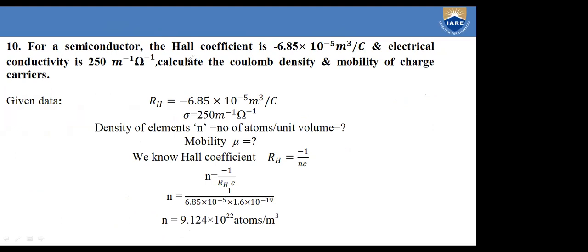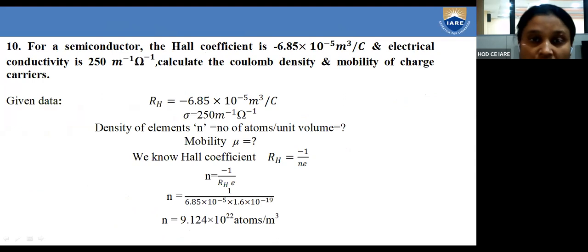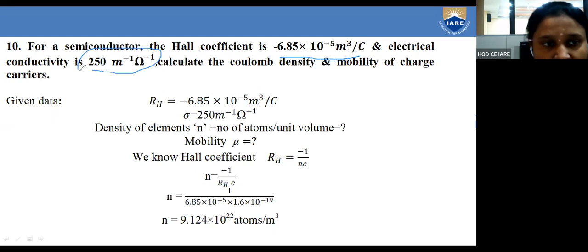Here in this problem, we were given again the same thing, the Hall coefficient value. So this is the value of the Hall coefficient. And apart from the Hall coefficient, we were given the value of electrical conductivity. So what's the unit for electrical conductivity? 250 ohm inverse meter inverse. And we need to find the Coulomb density and also the mobility of charge carriers.